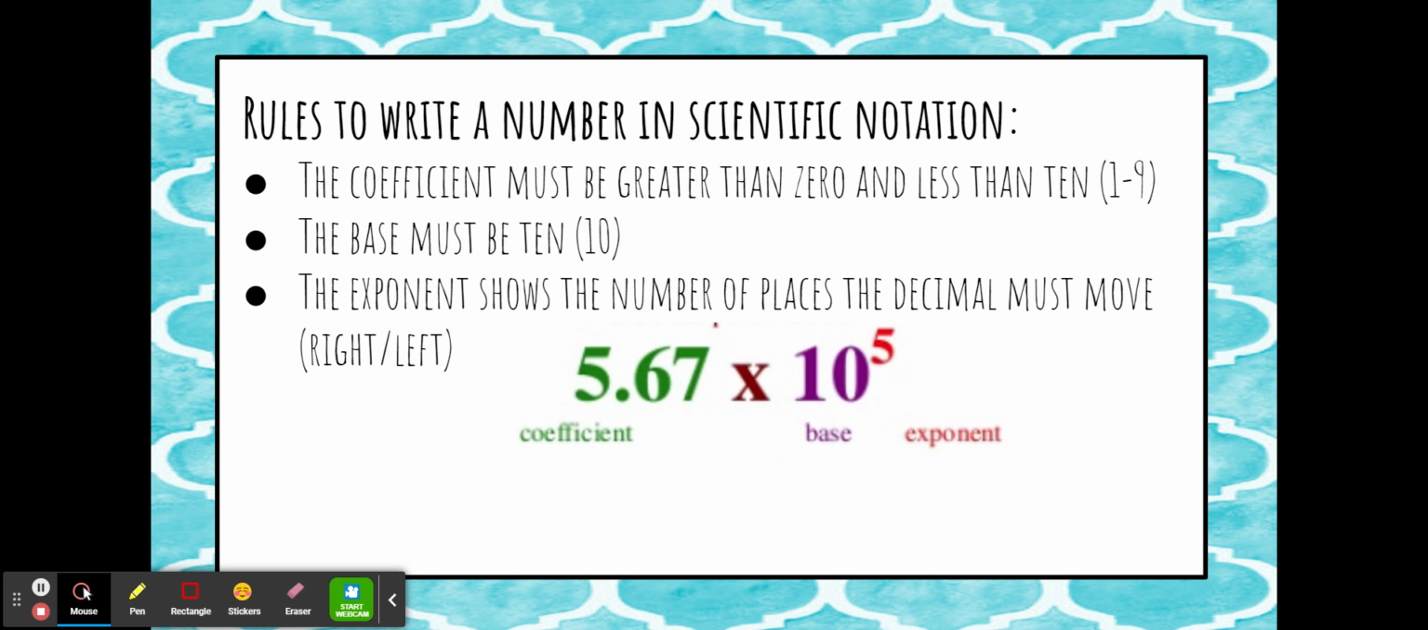So we're going to review some things that we learned. The coefficient must be greater than 0 and less than 10. So 1 through 9. The base must be 10. The exponent shows the number of places you move the decimal, right or left.